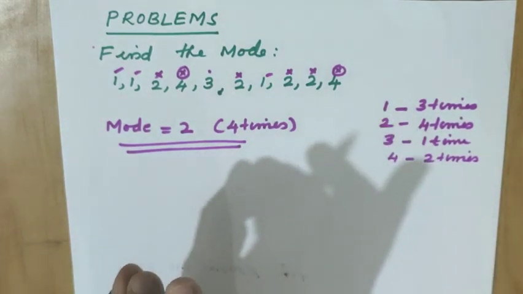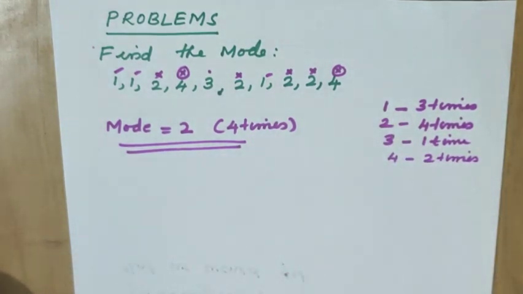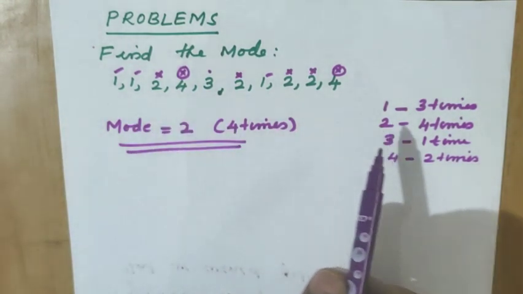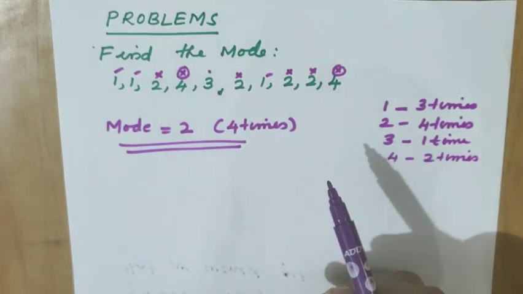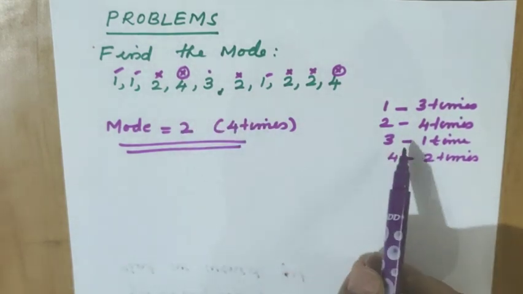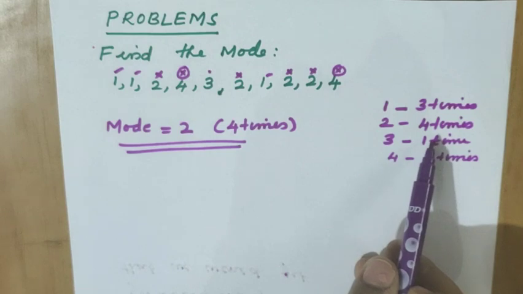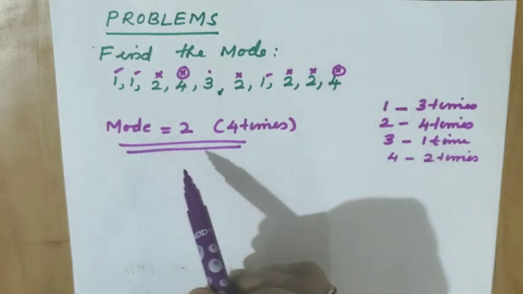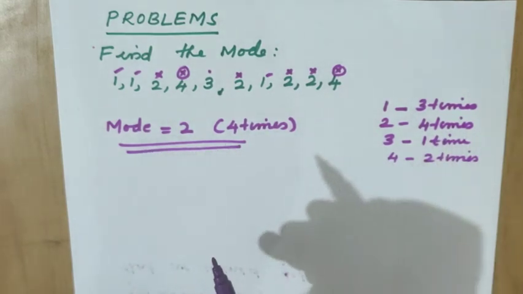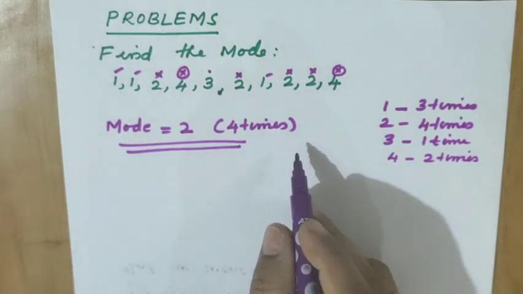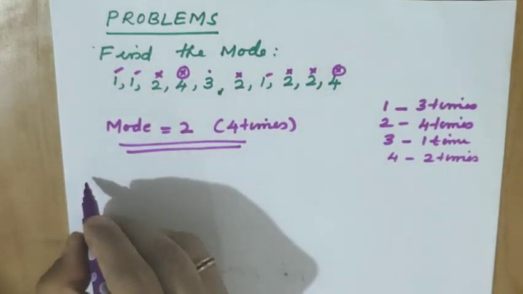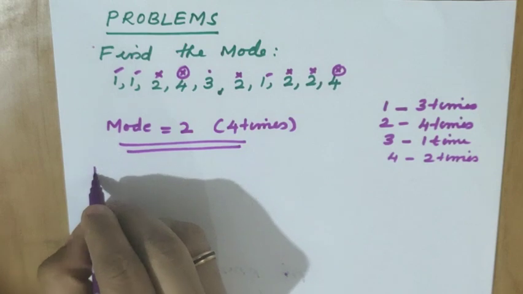This is one of the easiest measures of central tendency. By mere inspection, we can find the mode of the data. We just checked how many times each observation is repeated, and among all these you have seen that number 2 is repeated the maximum, that is 4 times. So mode equal to 2 only. How many times should we write in brackets? 4 times.